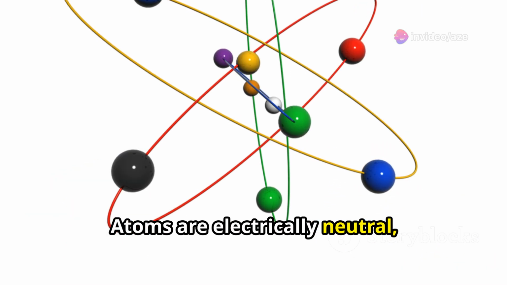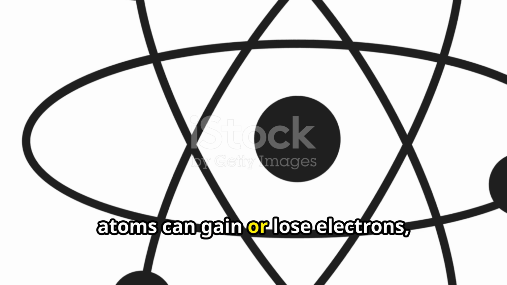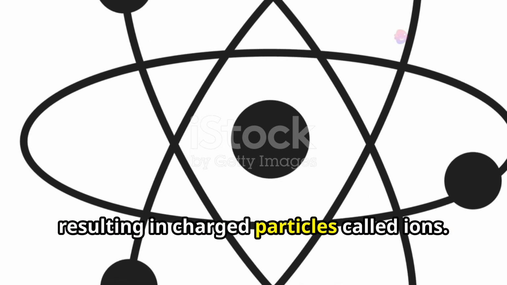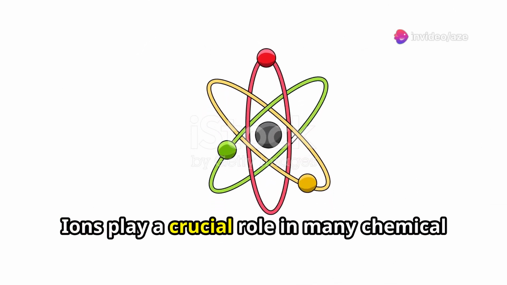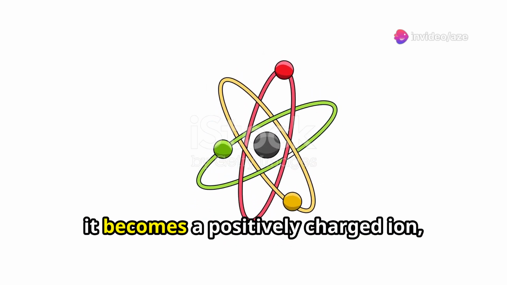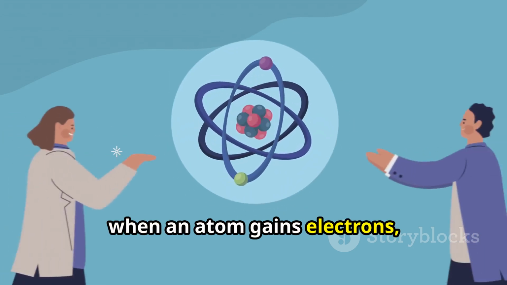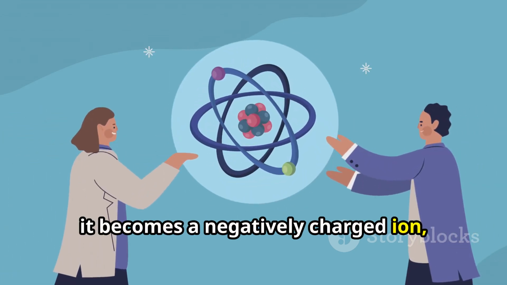Atoms are electrically neutral, with equal numbers of protons and electrons. However, atoms can gain or lose electrons, resulting in charged particles called ions. Ions play a crucial role in many chemical and biological processes. When an atom loses electrons, it becomes a positively charged ion, or cation. Conversely, when an atom gains electrons, it becomes a negatively charged ion, or anion.